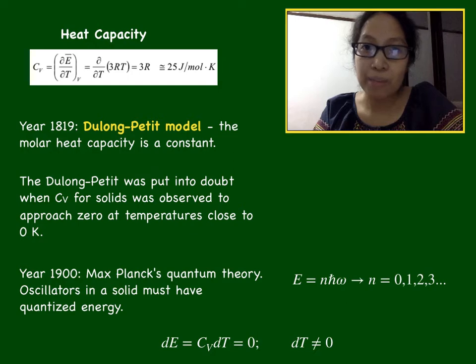Very near that temperature, an infinitesimal temperature rise would not be sufficient to promote any of the atoms in the crystal to the next higher quantum state, or the first excited state. Without such promotion, there will be no energy absorption. If there is no energy absorption, then dE equals 0, or C sub V dT equals 0. Since dT cannot be 0, it requires C sub V, or the heat capacity, to be 0.